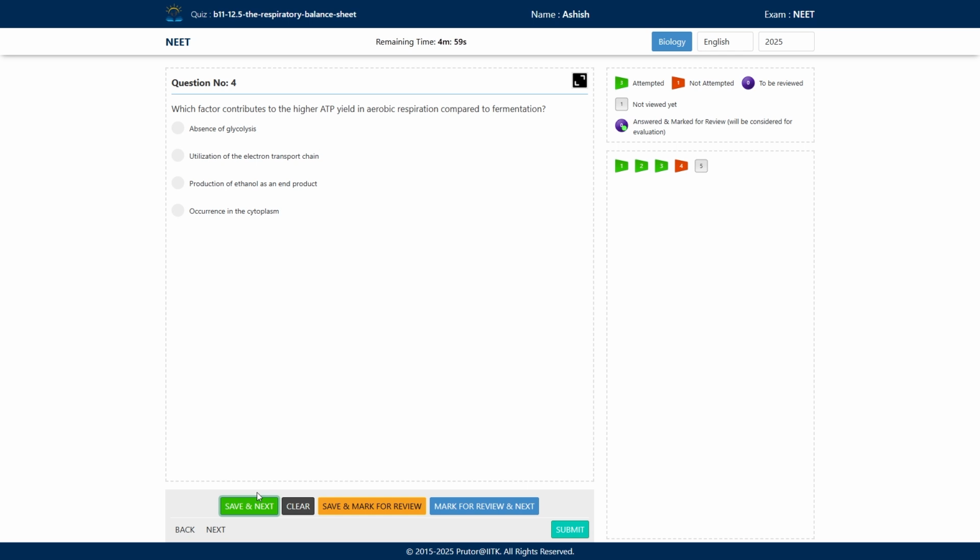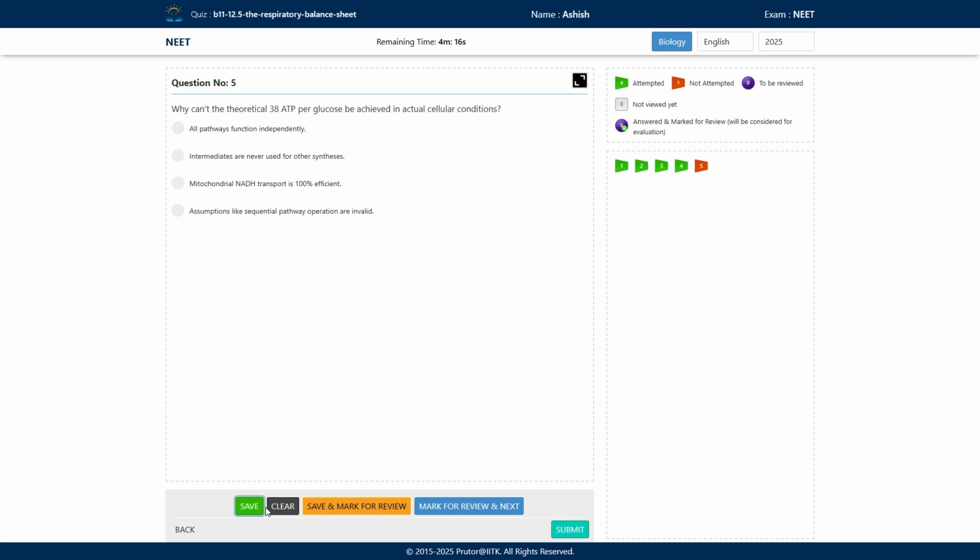So the factor which contributes to this higher ATP yield in aerobic respiration is the utilization of electron transport chain. Because here the proton gradient is generated, which drives the ATP synthesis process, and therefore this is the factor responsible for higher ATP yield. Because in case of fermentation, the only energy produced is the 2 ATP molecules from glycolysis. However, in case of aerobic respiration, there is electron transport chain where breakdown of a proton gradient results in synthesis of ATP. Let's look at the next question.